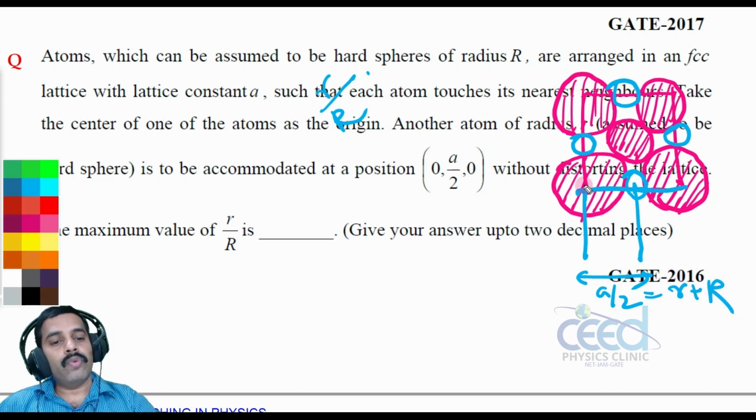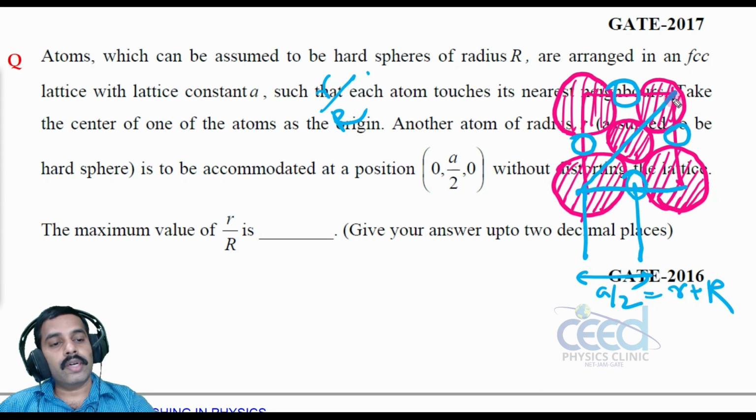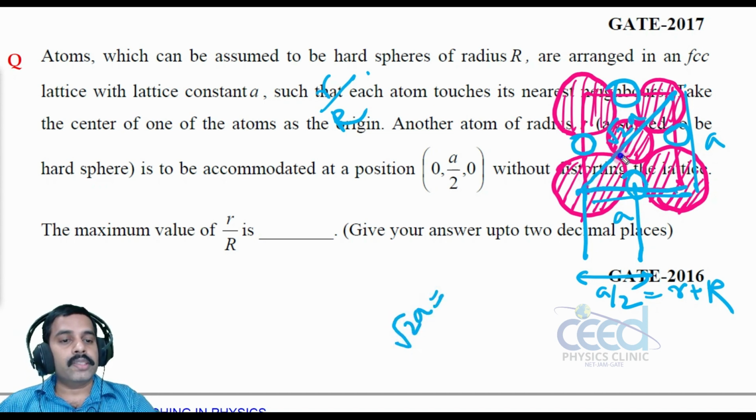Now if you form an equation from this, what is this length? This total length is a, this is a, and this is a. So this length is root 2a. That is, root 2a is equal to r plus 2R plus r, that is 4r. Now we can solve these two equations. From these two equations we can find this r by R ratio, so I can find this capital R from it.